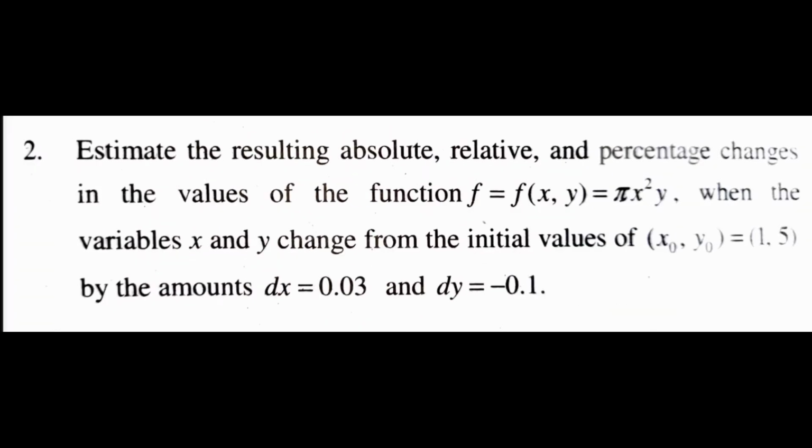Our second question is: estimate the resulting absolute, relative and percentage changes in the values of the function f(x, y) equal to pi x square y, when the variables x and y change from the initial values (x0, y0) equal to (1, 5) by the amounts dx equal to 0.03 and dy equal to minus 0.1. That is our second question. Please write this question in your notebook.